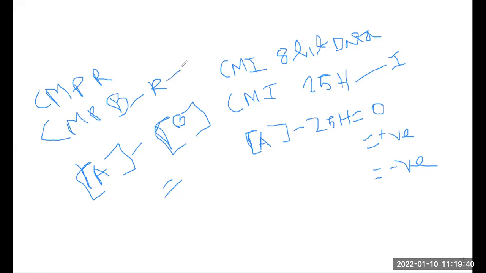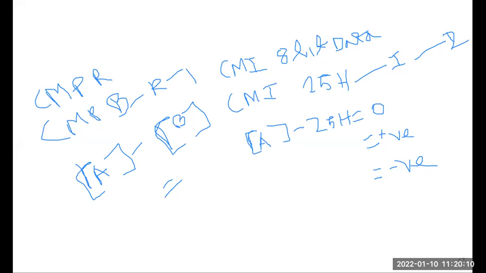And what will be the byte length? The byte length will be 1. For this also the byte length will be 1, because, sorry, for this the byte length will be 2, because an 8-bit data is mentioned. If an 8-bit data is mentioned, that means the byte length will be 2. But here in this case no numerical value is present, so the byte length will be 1.